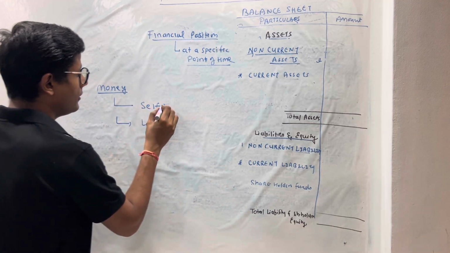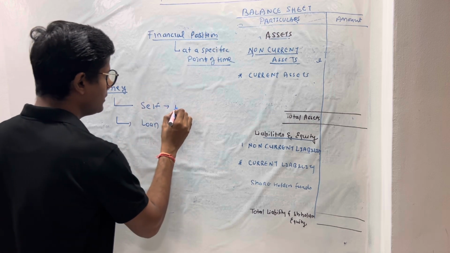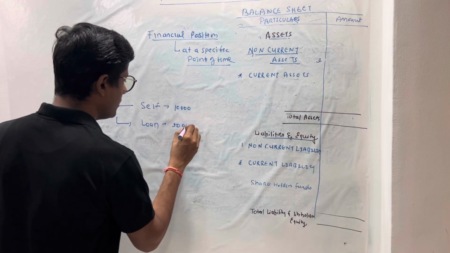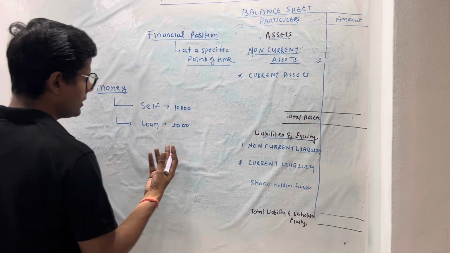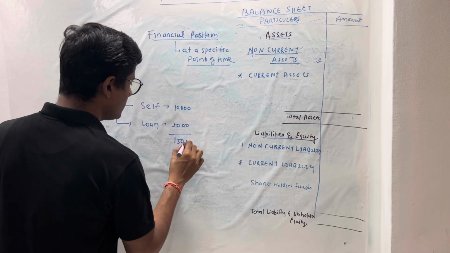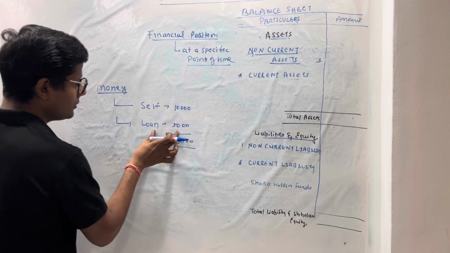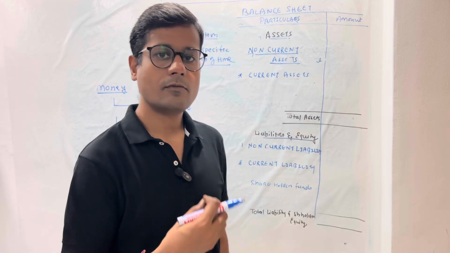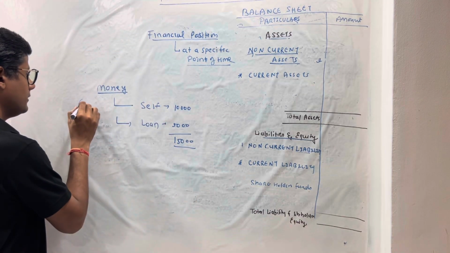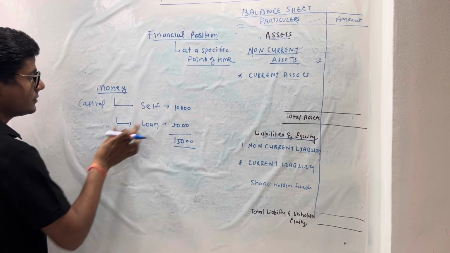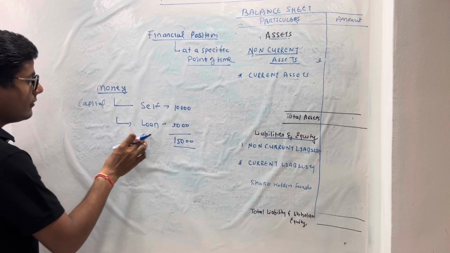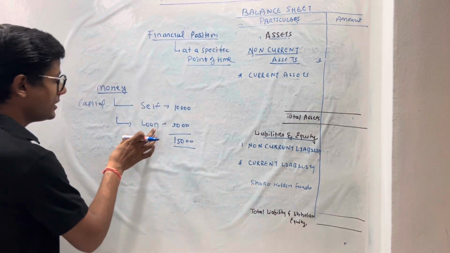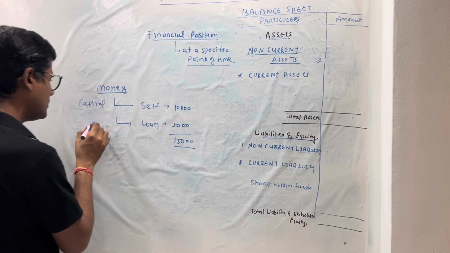So if you put in by yourself, let's say $10,000 you have put in by yourself, right? And $5,000 you have taken on loan, right? Let's say this is the case. So a total of $15,000 you have invested, 10,000 by your own, 5,000 from a loan. Whatever amount you have invested from your own pocket, that is called capital. Okay, and whatever amount is put into the business through a loan, that is called debt.